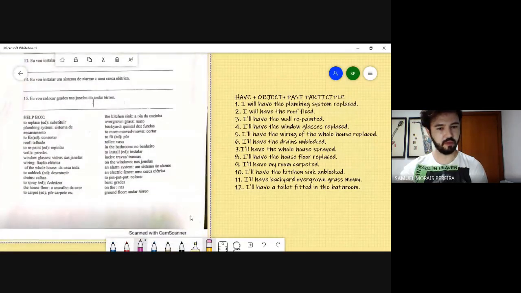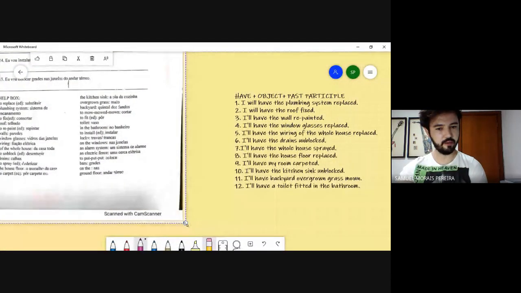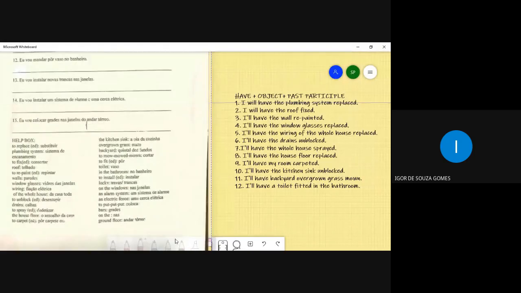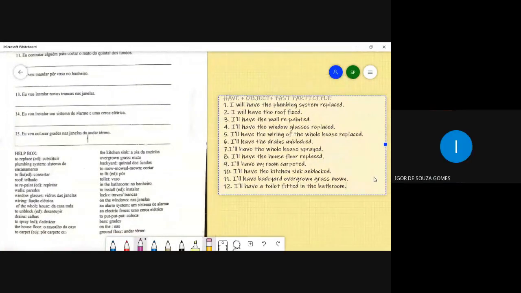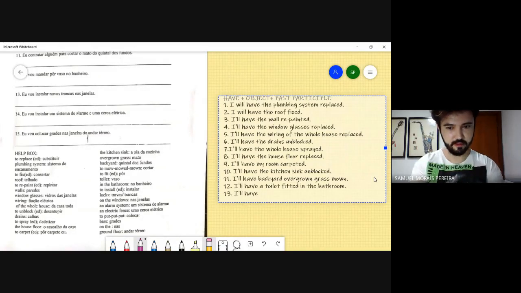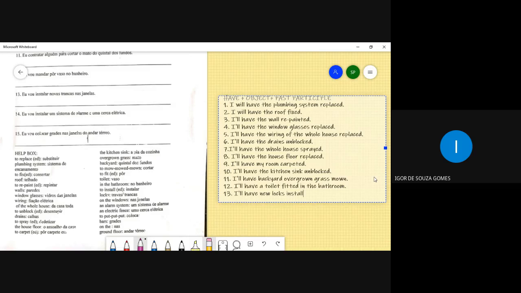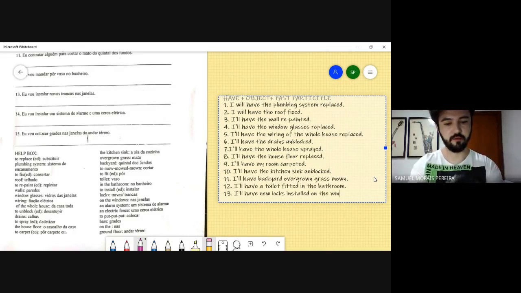Você consegue ver o vocabulário aqui, Igor? Can you see the vocabulary here? I did, teacher. I did homework. Okay, so how have you done it? I will have new locks installed on the windows. Perfect. So I'll have, right? Yes. New locks. Yes, installed on the windows. Okay, I'll have new locks installed on the windows.